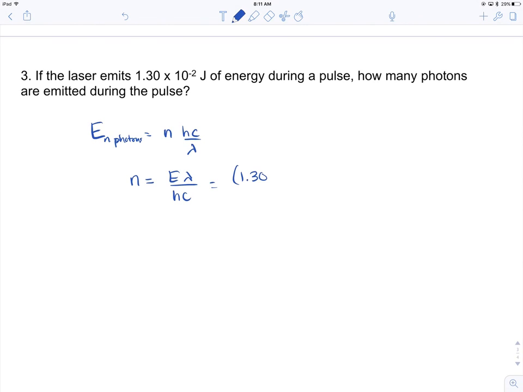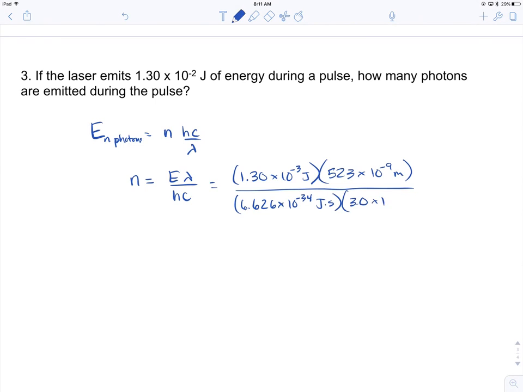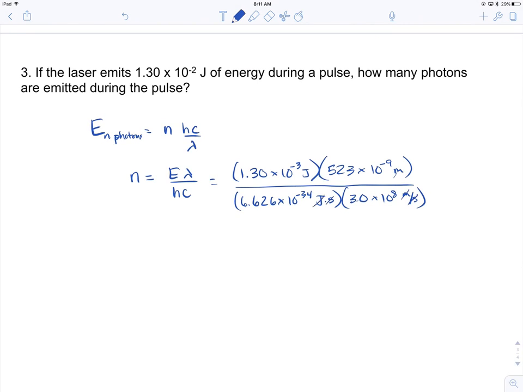1.30 times 10 to the negative third joules times the wavelength 523 times 10 to the negative ninth meters divided by Planck's constant 6.626 times 10 to the negative 34th joule seconds times the speed of light 3.0 times 10 to the 8th meters per second. So we'll cancel out the units that I can. Everything cancels out, so we're left with n, which is just a number of photons, and this calculates to 3.42 times 10 to the 16th photons.